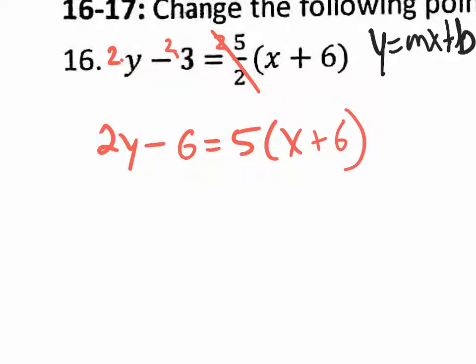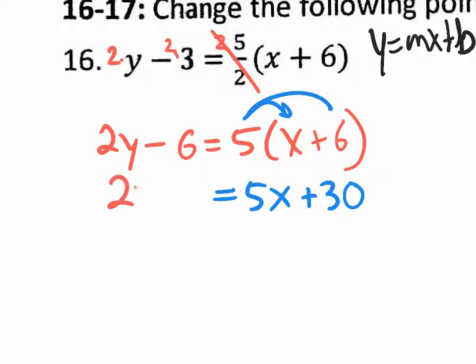But see, now that you don't have a fraction, now it's easy to distribute the 5. 5 times x is 5x. 5 times 6 is 30. We have an equal sign here. We have 2y minus 6.